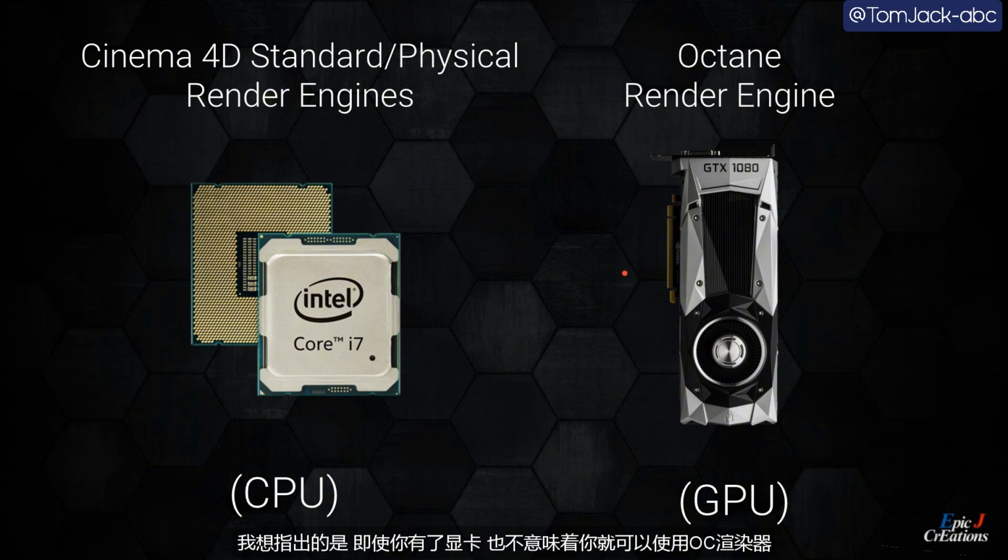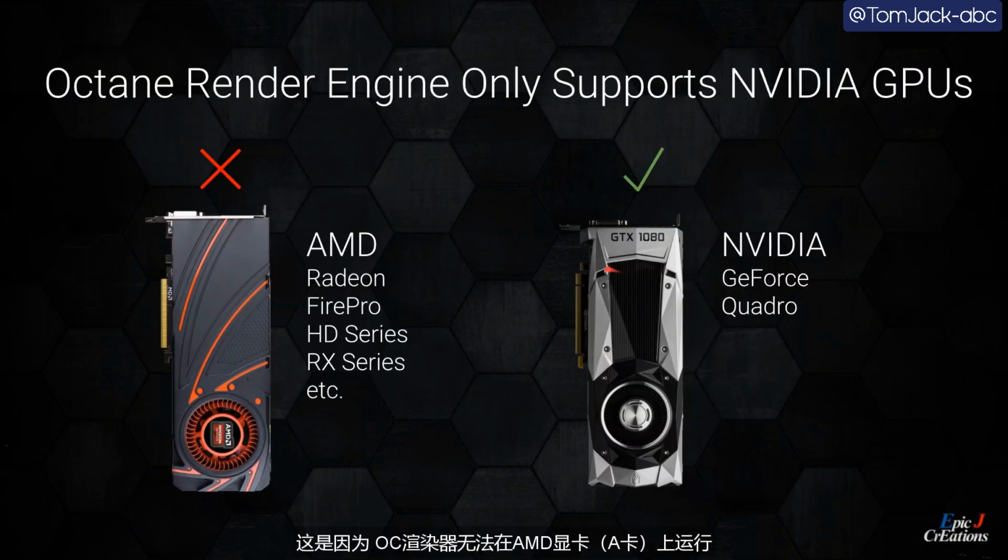Now, I do want to point out, just because you have a graphic card does not mean you're going to be able to render with Octane. This is because Octane cannot render with AMD GPUs. So if you have an AMD Radeon, an AMD Fire Pro, an HD series, an RX series, etc., you sadly cannot render with Octane Render, I'm afraid.